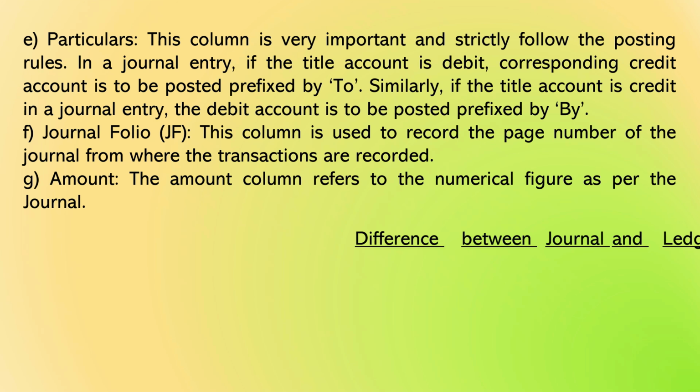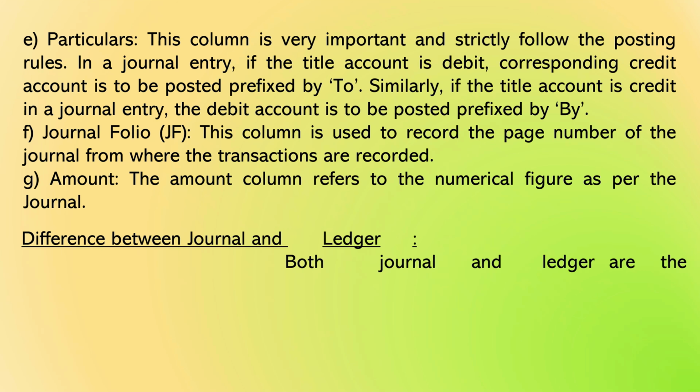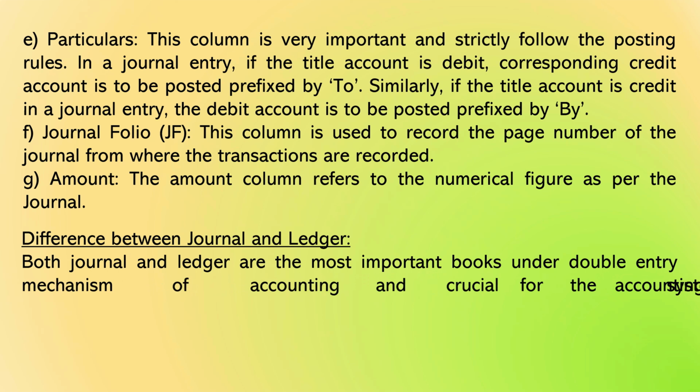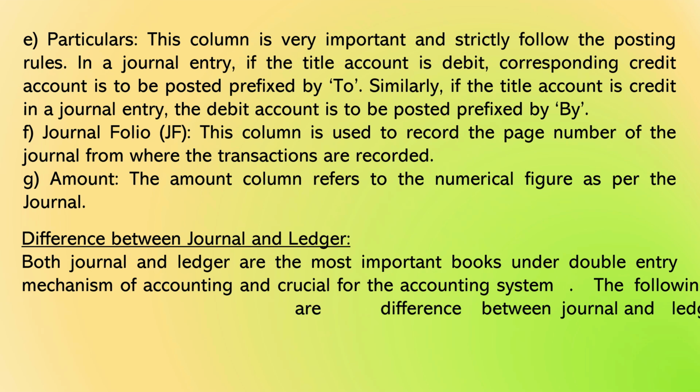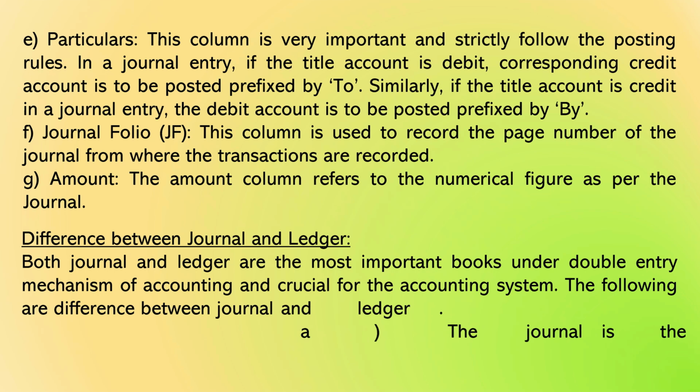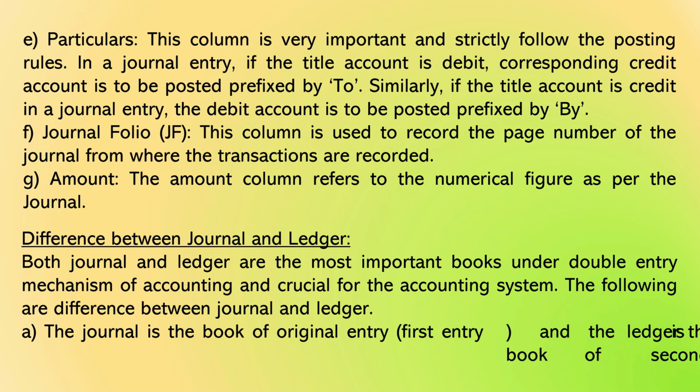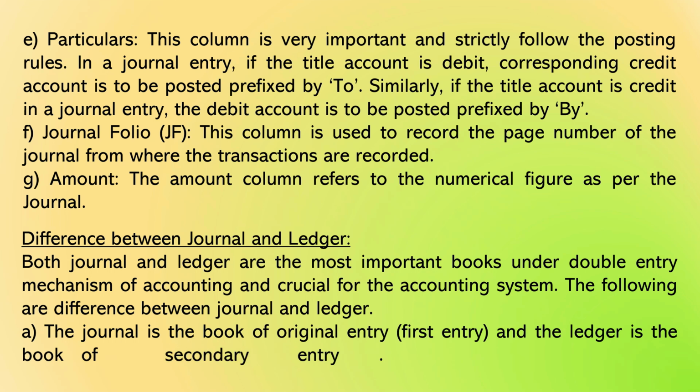Difference between journal and ledger. Both journal and ledger are the most important books under double entry mechanism of accounting and crucial for the accounting system. The following are difference between journal and ledger. A. The journal is the book of original entry, first entry, and the ledger is the book of secondary entry. B. The journal is the book for chronological record, and the ledger is the book for analytical record.